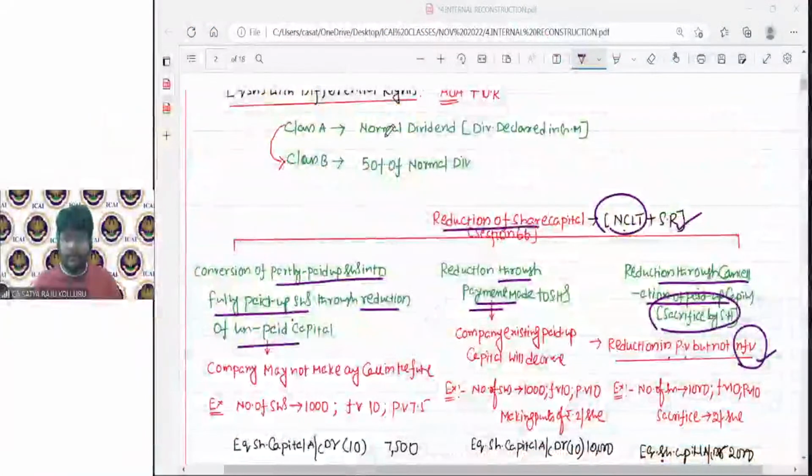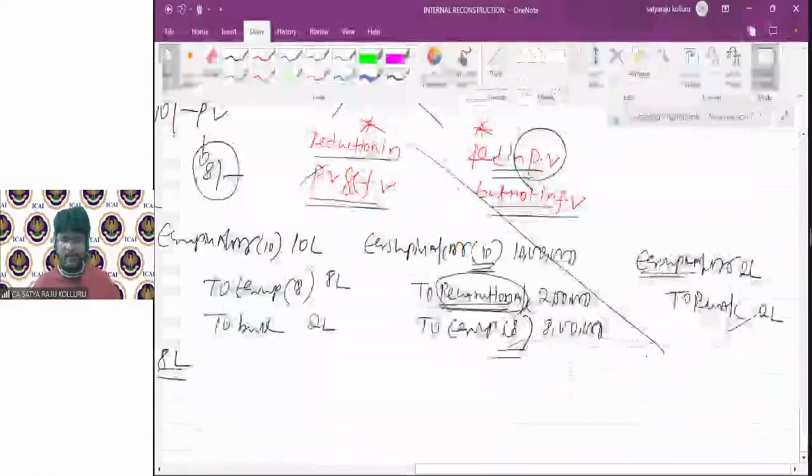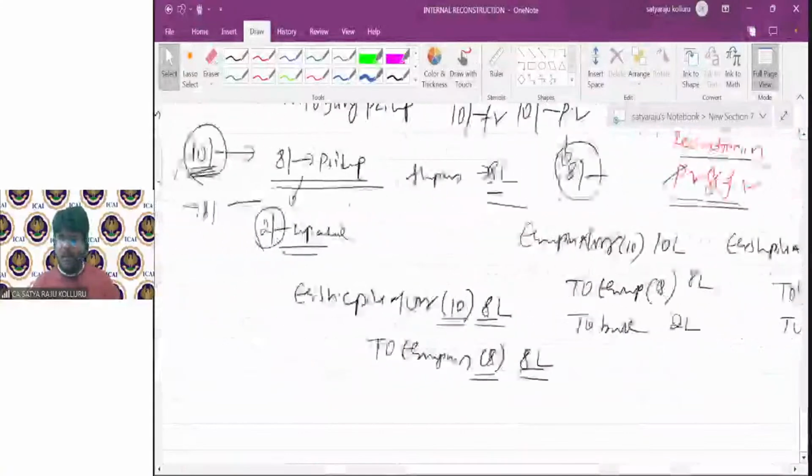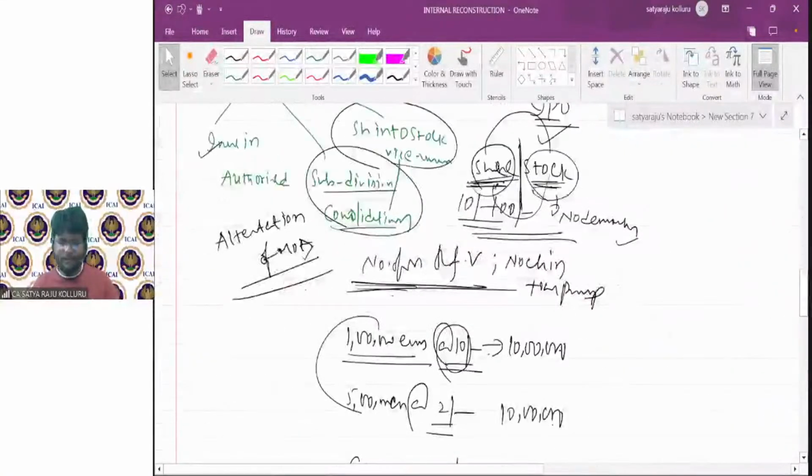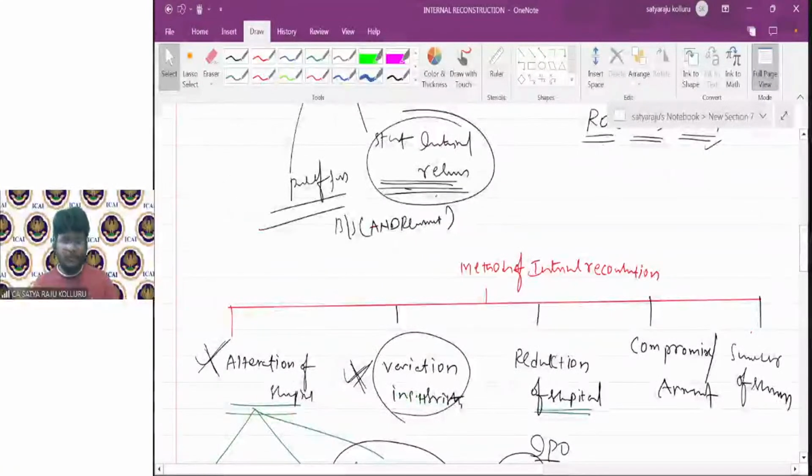Welcome back, guys. Up to reduction of share capital we completed, right? Guys, after the break, all the concepts are interesting concepts only. From here onwards, whatever concept I'm dealing with has much more impact on the problem, so concentrate. The next issue is compromise or arrangement, which is also one of the methods of internal reconstruction.